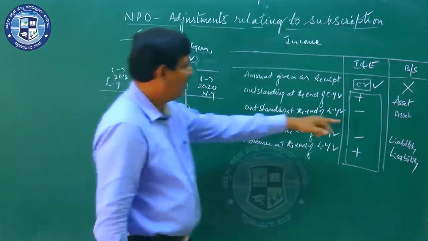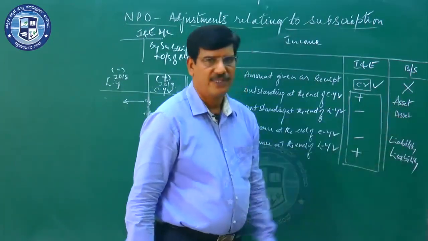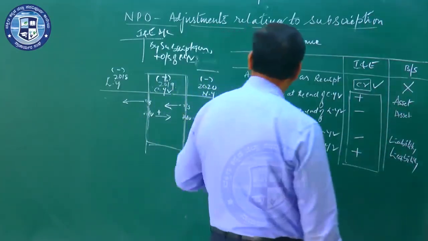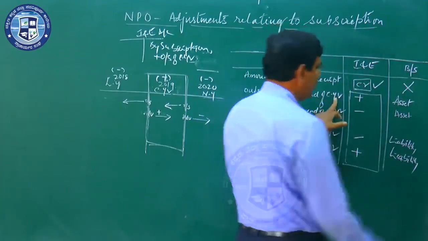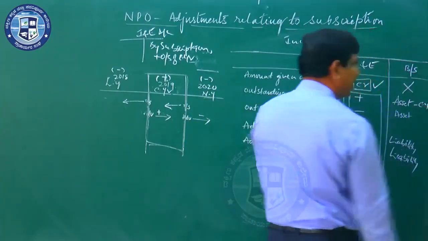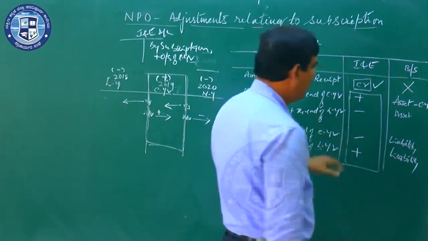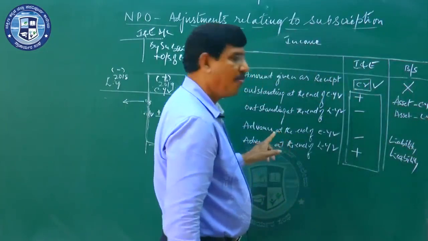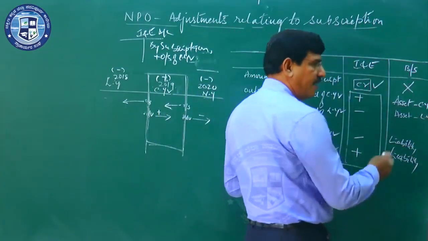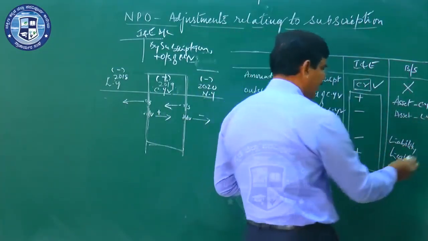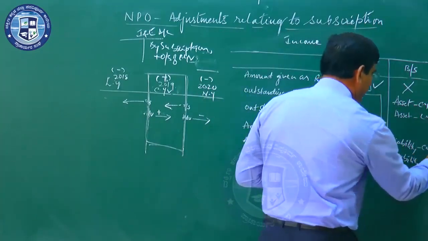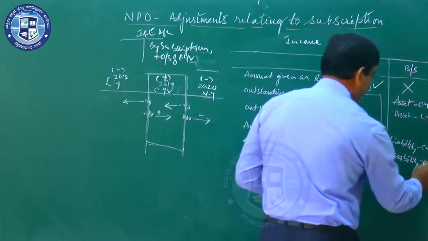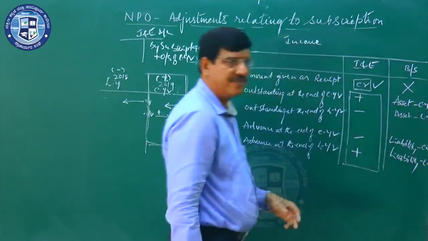So whether we should enter them in the opening balance sheet or closing balance sheet. Here comes the timing effect. If it is at the end of current year, write them in the current year's balance sheet. If it is at the end of last year, enter them in the last year's balance sheet. Here also, advances, if it is for the current year, write them in the current year balance sheet. If it is at the end of last year, enter them in the last year's balance sheet.